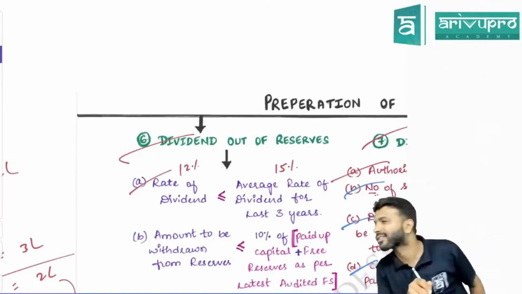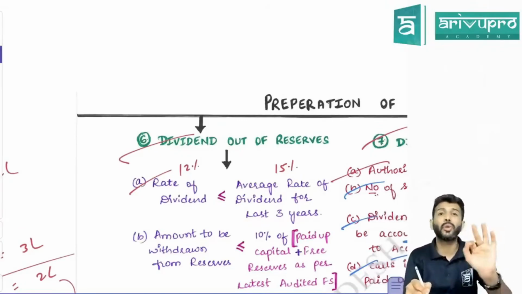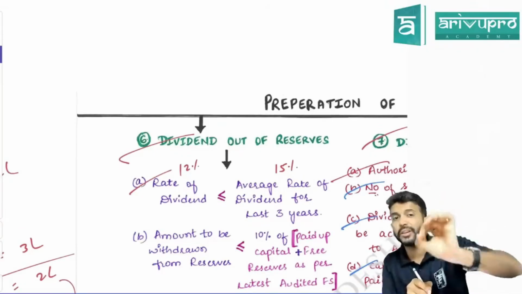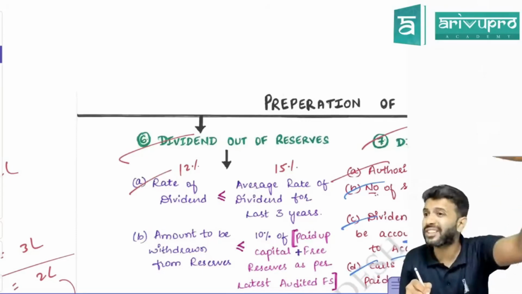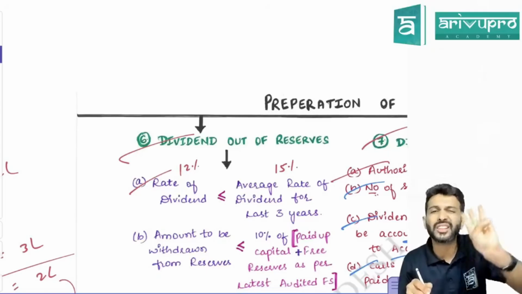So is the condition failed or passed? Condition passed. So the condition is what? The rate of dividend that you're planning to give in the current year should not exceed the average rate of dividend for the last 3 years.